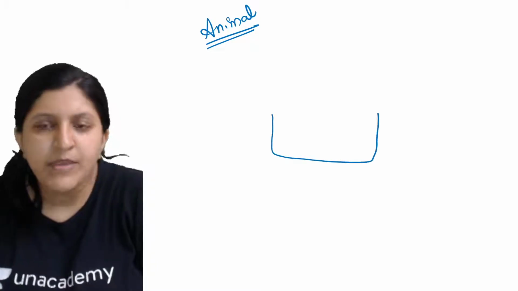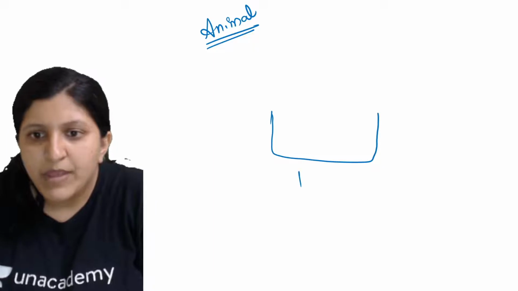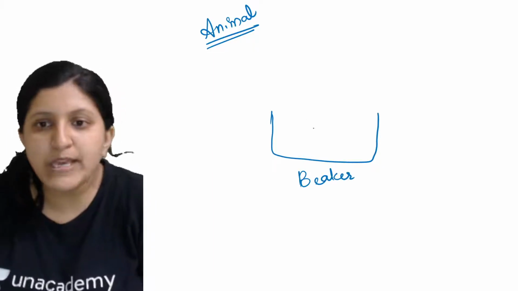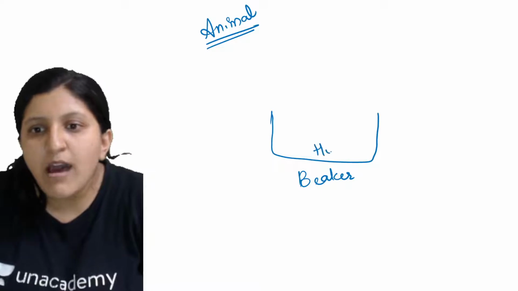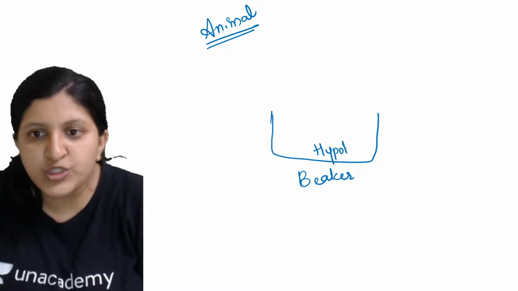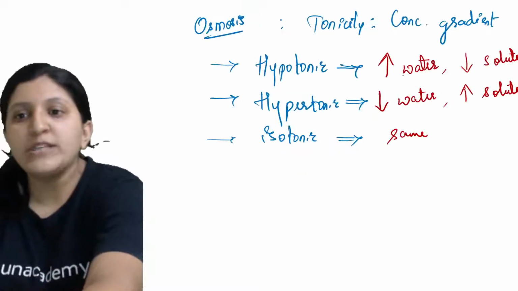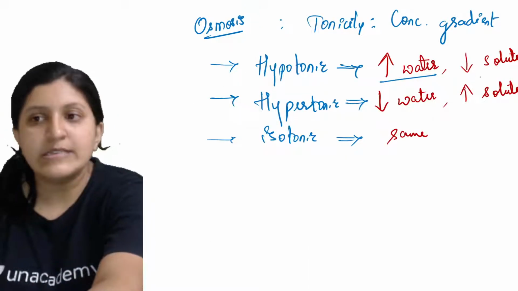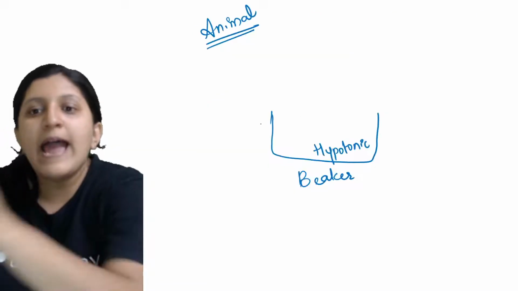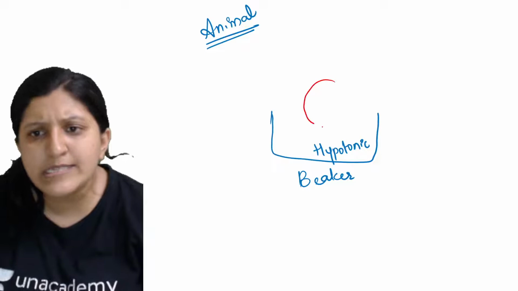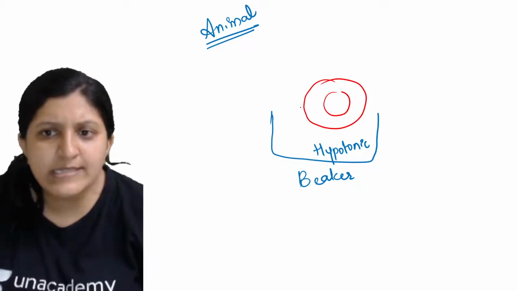So this is a beaker that is kept. Okay, so in this beaker, what exactly do we have? Let's say there is a hypotonic solution. That means more water and less solute. And we have placed the animal cell there. Let's take an RBC that is kept here.